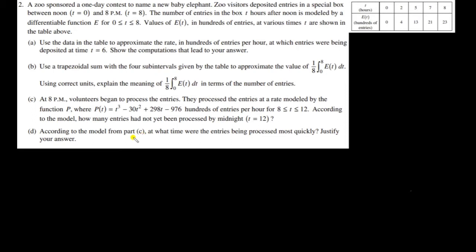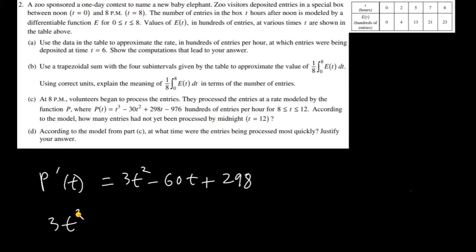According to the model from part C, what time will the entries being processed most quickly? Okay, so what we want to do here is we want to take p of t, which is telling us how quickly they're processing the entries, and find the maximum, right? So remember, whenever you're trying to maximize a function, you want to start by taking its derivative and setting it equal to 0. So what is p prime of t? Well, that's going to be 3t squared minus 60t plus 298, okay? And then on a new line, we'll set this equal to 0.